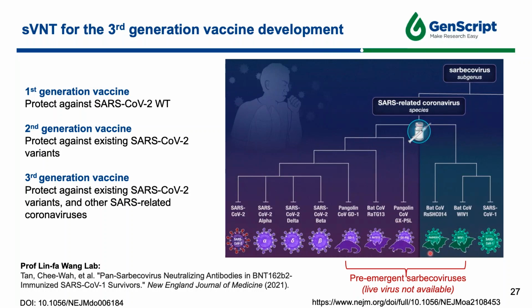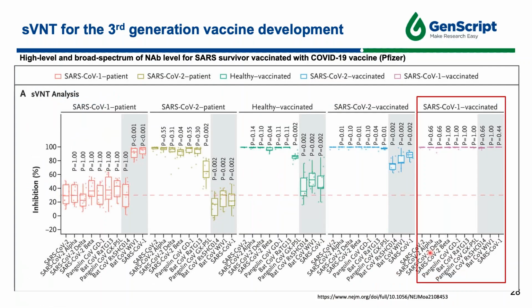Their results show that for healthy people who received the Pfizer vaccine, their protection against the SARS-CoV-2 clade remains high, with a slight drop in the beta variant, and the protection against one of the pre-emergent viruses is slightly lower. And their protection against the SARS-CoV-1 virus is at a very low level.